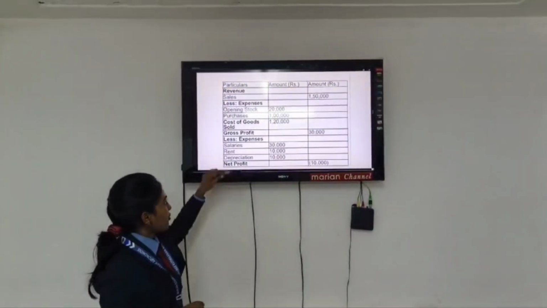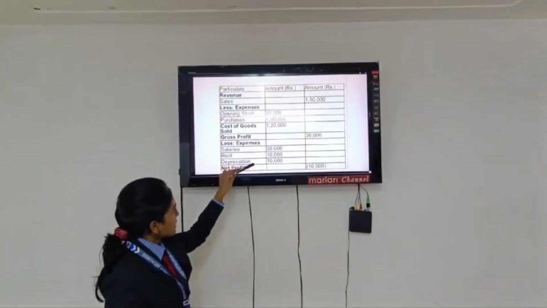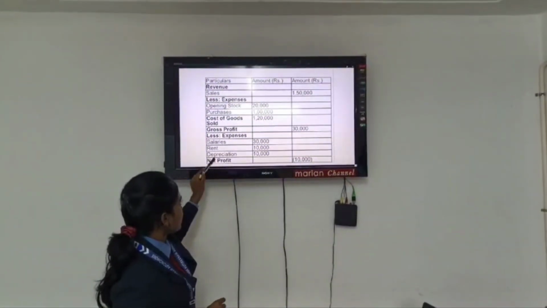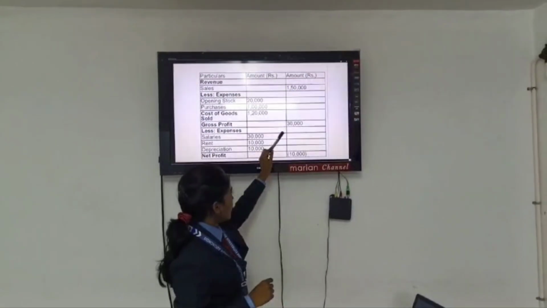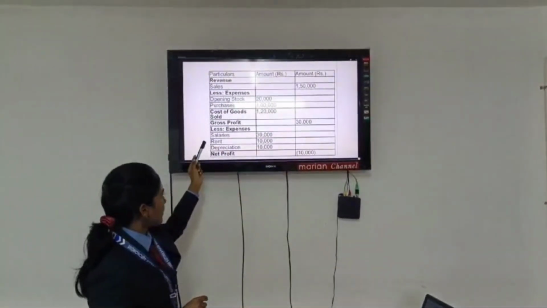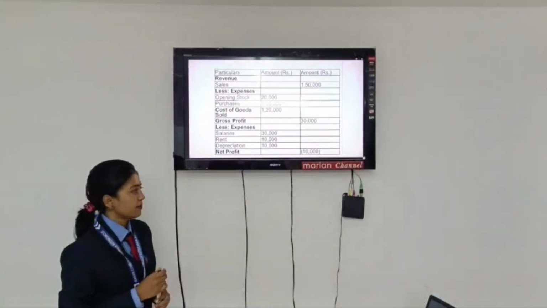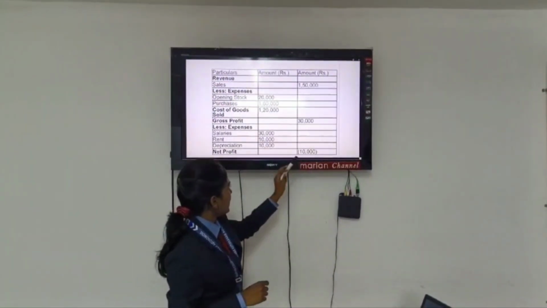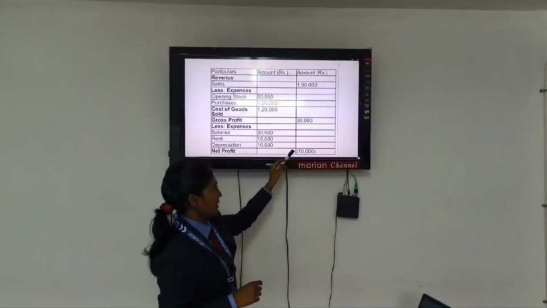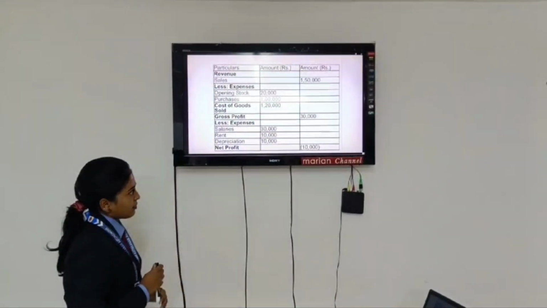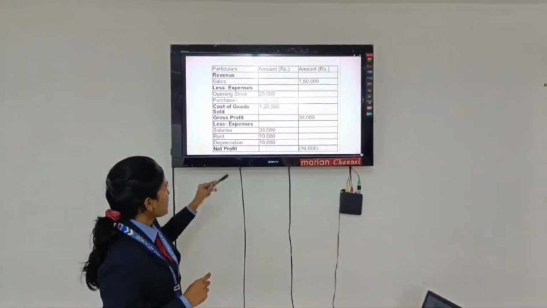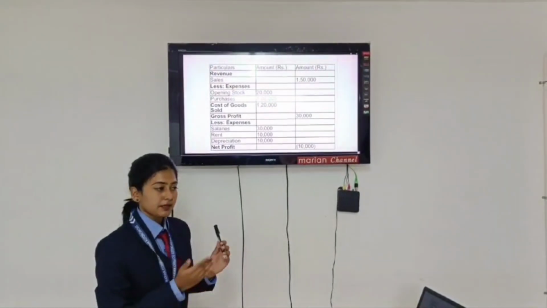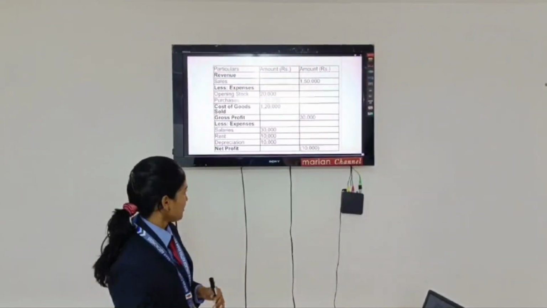After completion of the trading account, we next move to the profit and loss account. Here, the gross profit less our expenses. Our expenses are salaries, rent and depreciation. After deducting our expenses, we get a negative figure. Net loss is 10,000. So after the completion of net profit, we move to the next step, the preparation of the balance sheet.